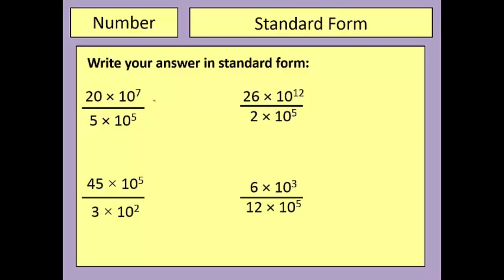Okay, here are the answers. So 20 divided by 5 equals 4. And 10 to the 7 divided by 10 to the 5 is 10 squared, and this is in standard form. This next one here, 45 divided by 3 is 15, and 10 to the 5 divided by 10 squared is 10 cubed, because 5 take away 2 is 3. Now this number isn't in standard form, so reduce the 15 to a 1.5, that's dividing by 10 there, so we multiply by 10 on the power of 10, make that 10 to the 4 to make up for it.